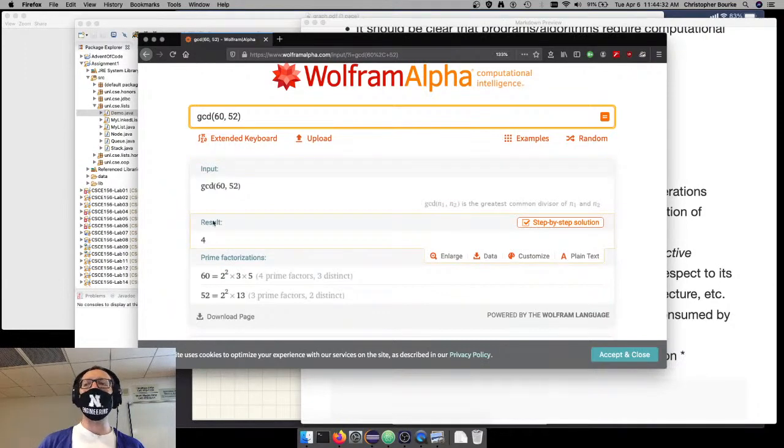What is 4? 4 divides 60. 4 goes into 60 15 times. 4 goes into 52 13 times. Therefore, it's the greatest common divisor, and there's no divisor larger than 4 that divides both of those things. Euclid came up with an algorithm for doing this 2,300 years ago. And he was probably doing it on papyrus or something like that. They didn't have computers back then.